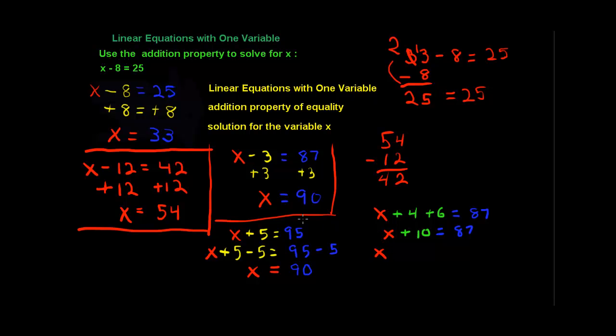Now we want to isolate the x, so we're going to subtract 10 from the left-hand side of the equation. Since this is an equality, we're going to also subtract 10 from the right-hand side of the equation. So we have x plus 10 minus 10 is equal to 87 minus 10. And once again, plus 10 minus 10 is equal to 0. That isolates our x for us on the left-hand side of the equation. And so we'll have x is equal to 87 minus 10, and 87 minus 10 is 77.